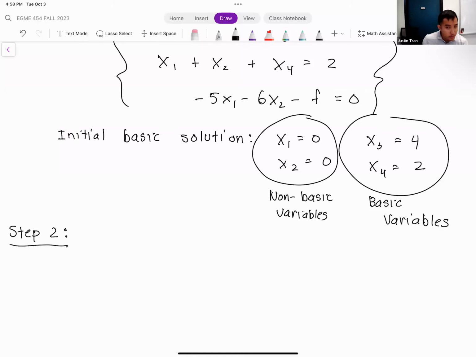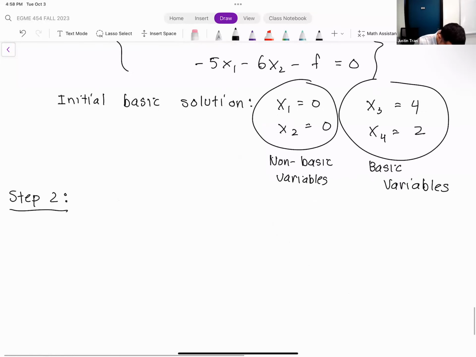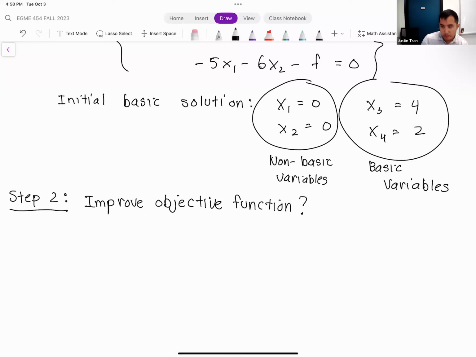Step 2 is to see if we can improve our objective function. And so we're going to look at our objective function, which is what we have at the top of the page. And so we have minus 5x1 minus 6x2 minus f is equal to 0. Okay. And so because both the coefficients here are negative, we can improve it. And the one that's more negative here is x2. So we know x2 is going to go into the basic set.